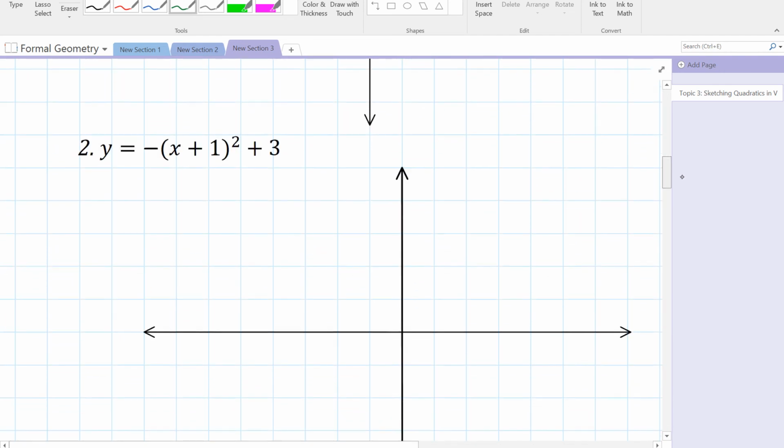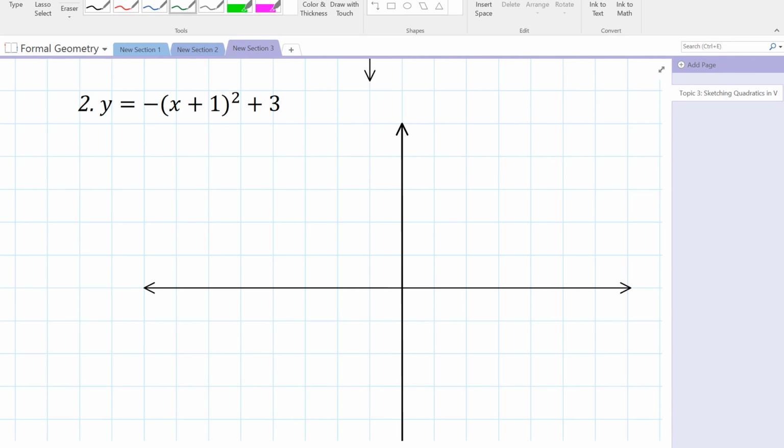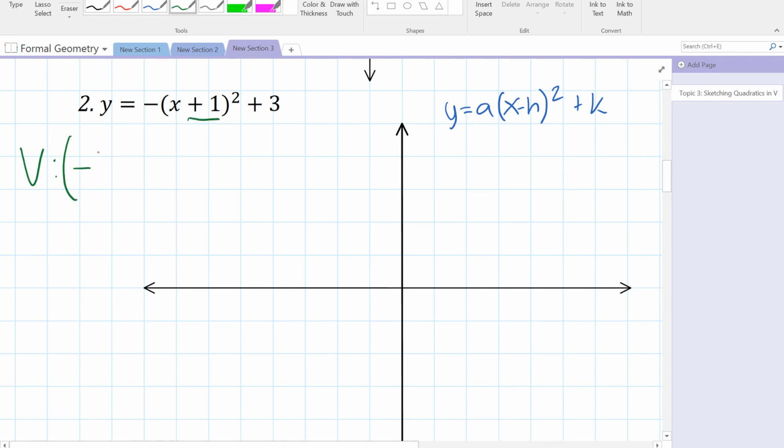Okay, so we'll do another example that's like this one. I'm just going to write that equation down again because it's helpful for me to look at it. So y equals a times (x minus h) squared plus k. I'm going to find my vertex first. My h value is going to be the opposite sign of what's in here, so it's going to be minus 1, and then my k value will be the same sign as this, so positive 3. So I'm going to go left 1, up 3 to my vertex, negative 1 comma 3.